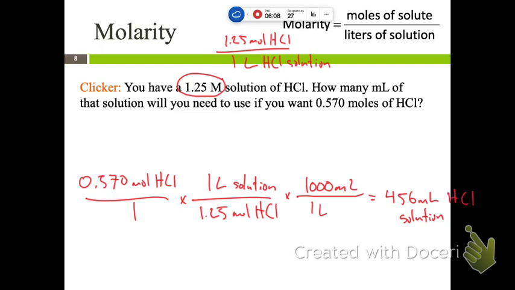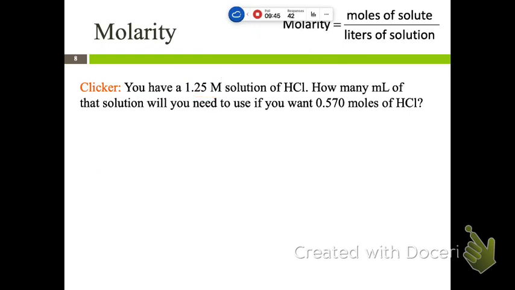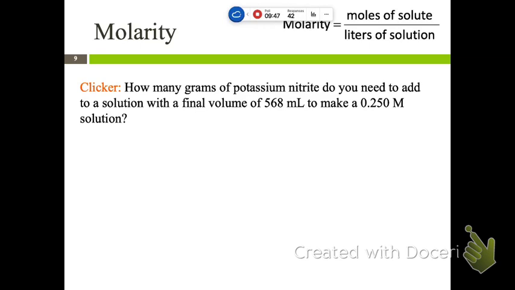Sometimes we just start writing fast. There will be times where we're combining two different solutions, probably in your lab, maybe. And then how many milliliters of one solution versus how many milliliters of the other solution. Titration. All right. Good to go? All right. So let's go ahead and work another problem.